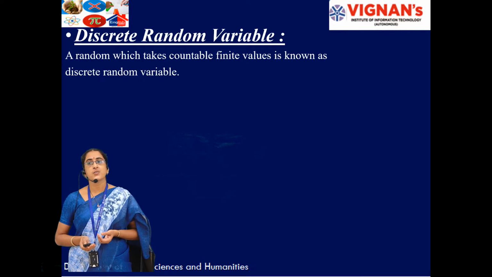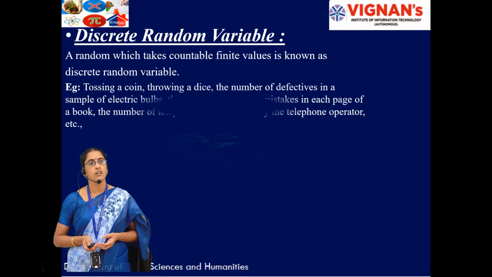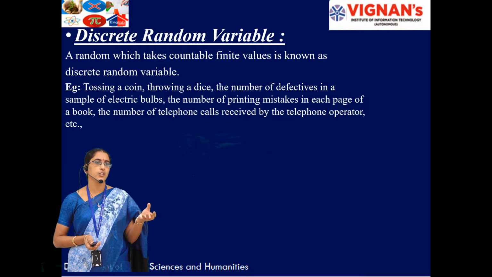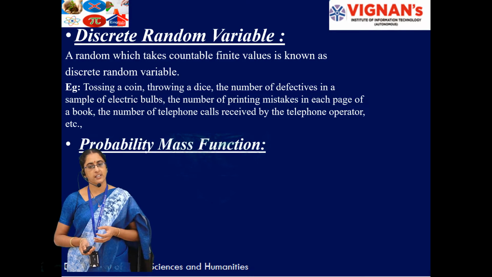Then the continuous random variable. For this, you can consider the number of persons waiting at the railway reservation counter, or the number of SMS passing through the mobile on a particular day, or the number of text messages posted on social media like Facebook, Twitter, Instagram, whatever you can consider. So there is no limit for that here. So that is a continuous random variable.